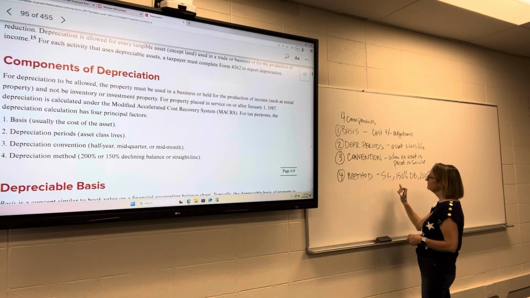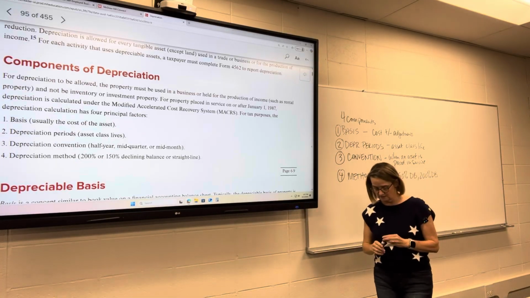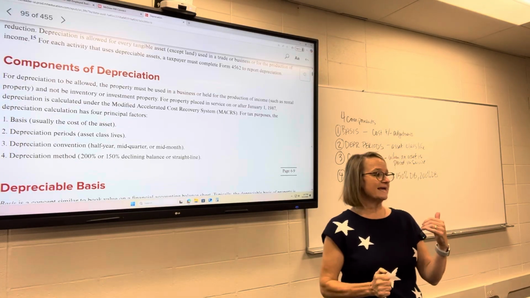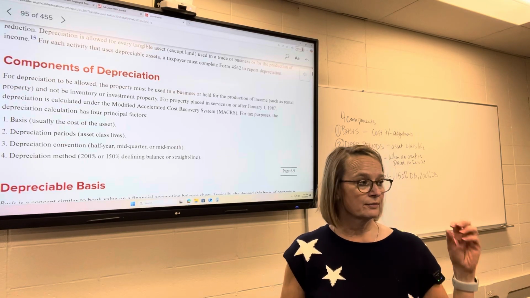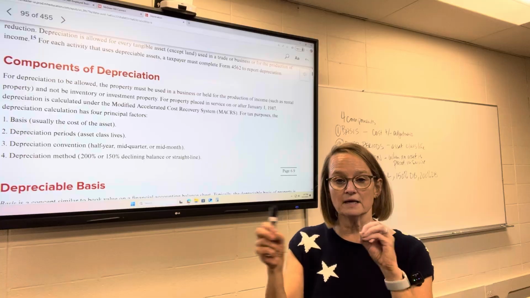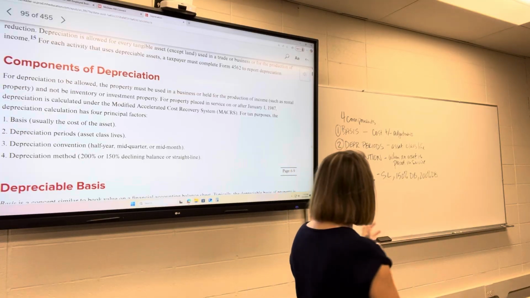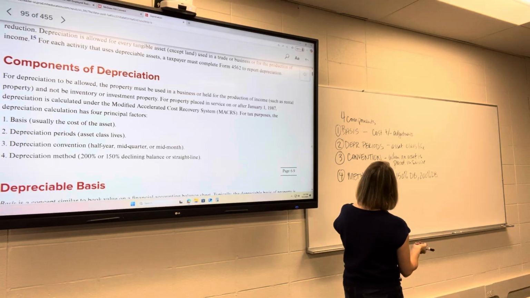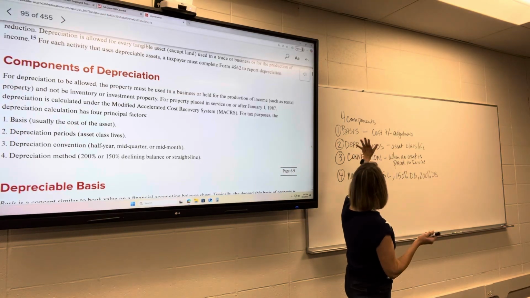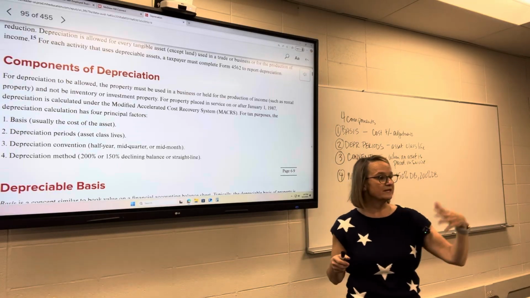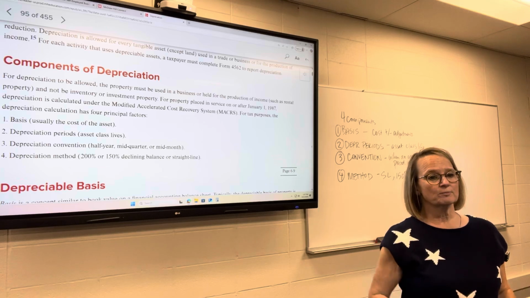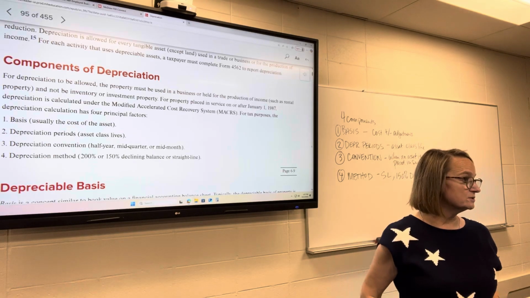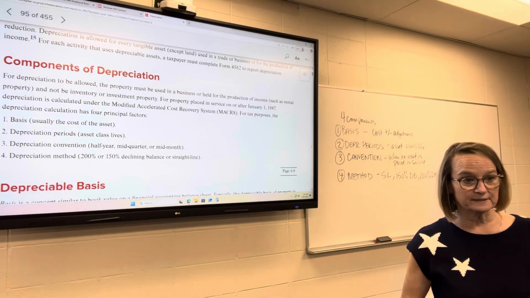Now, the nice thing about this is that the IRS gives us tables that we can use to do the calculation, depending upon the type of method that we're using, the convention we have to use, and our depreciation period. We can then take our basis and apply it to the table to determine what our depreciation is for a particular period.